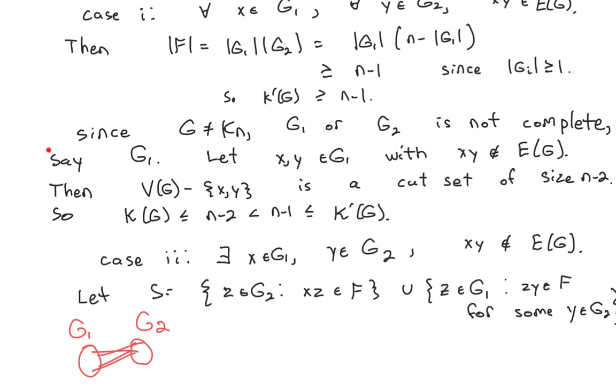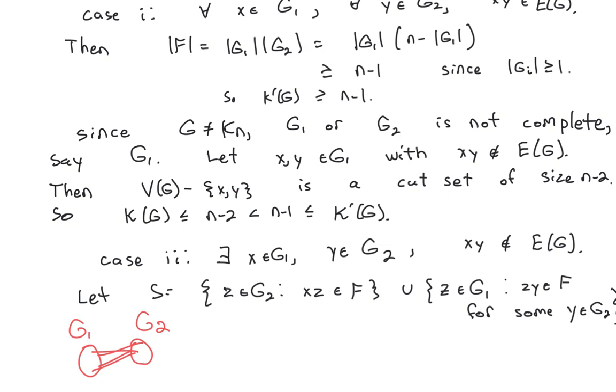So for the rest of this case, we're back to assuming G is not a complete graph. Then that means one of these components can't be complete because we're missing an edge, and it can't be the edge in the cut that's missing. So suppose it's G1 that's missing an edge. Let's take the two vertices in G1 that do not have an edge between them. Then if you delete every vertex except those two, you're going to get a cut set of size n minus 2, because you've deleted all the vertices but 2.